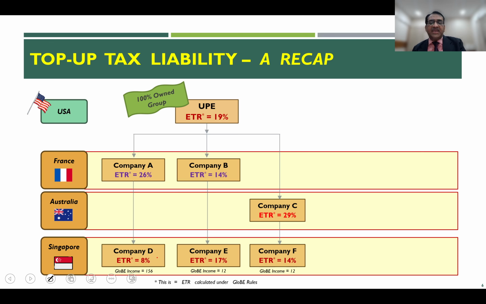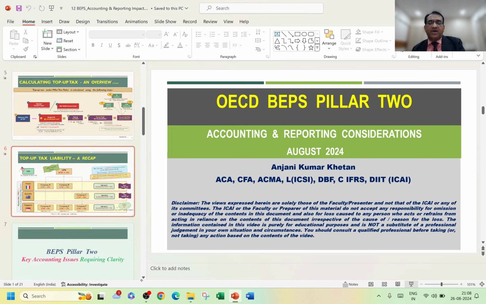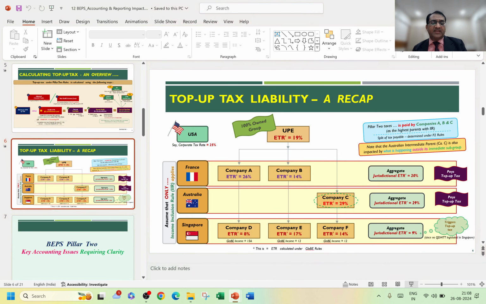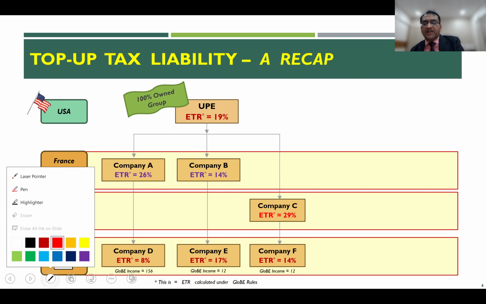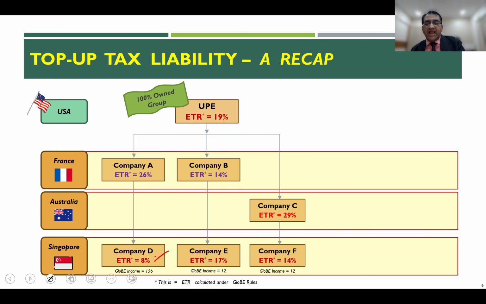So companies D, E, and F are the subsidiaries of A, B, and C respectively, and all of these 3 subsidiaries are located in Singapore. Now assume that the global income for these 3 entities which we are mentioning here happens to be, assume, 156, 12, and 12.